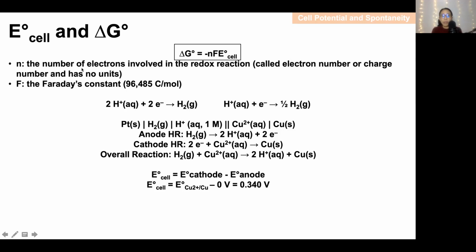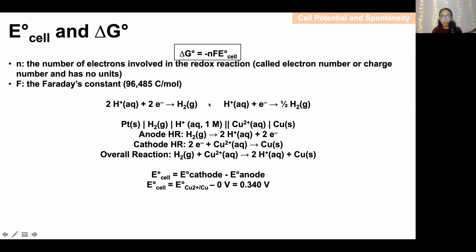So n here is the number of electrons coming from your balanced redox reaction. This is often called electron number or charge number, and keep in mind it doesn't have any unit. It's simply a number, and this number is the number of electrons in your balanced redox reaction. Faraday's constant, on the other hand, gives us the charge per mole of electrons. So Faraday's constant has a value of 96,485 coulombs per mole. And then you multiply these two by your standard cell potential.